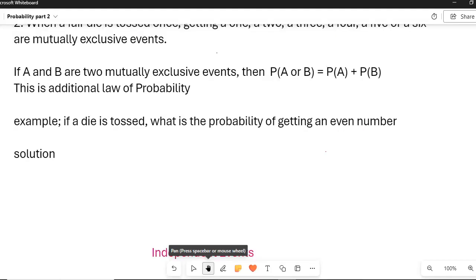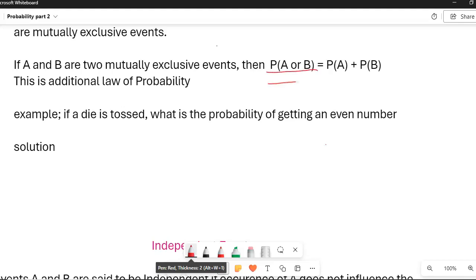If A and B are two events which are mutually exclusive, then the probability of A or B is given by the probability of A plus the probability of B. So this is the addition law of probability. When we have the probability of either A or B, we are going to add the two: probability of A, we add the probability of B. This is very crucial to our understanding, because here we are going to bring about addition.